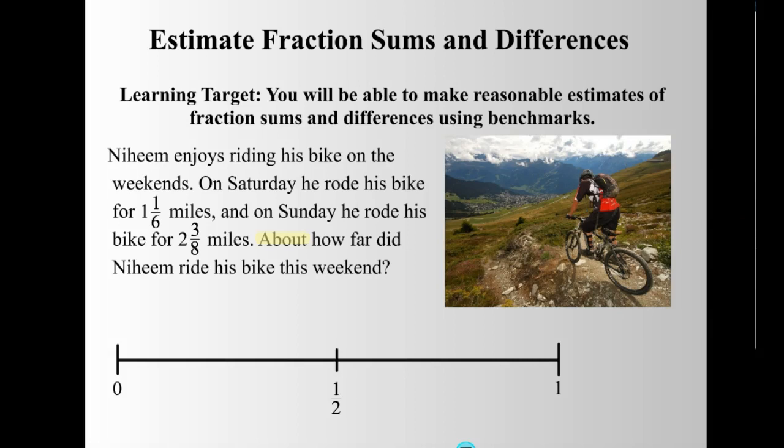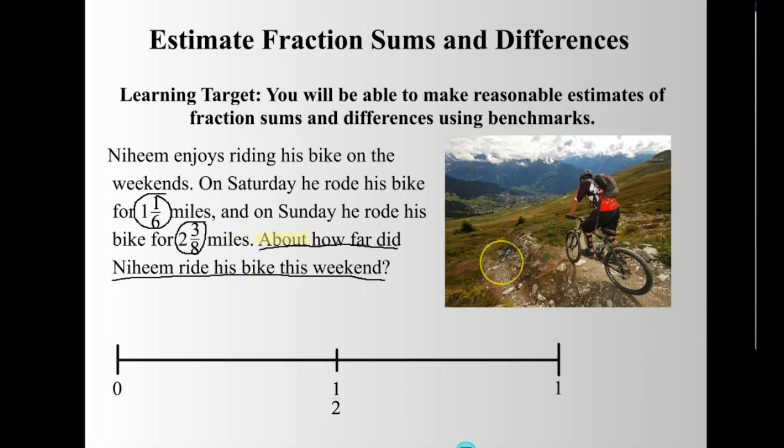Okay, so I have my two numbers here, 1 1/6 miles, and I have the other number 2 3/8. If I look at my question, it's asking me about how far did Naheem ride his bike this weekend. So if I'm thinking about what I'm going to be doing with my two fractions here, I'm going to be thinking about adding them because it's asking me how far did he ride his bike altogether. So I'm going to want to add these two numbers together.